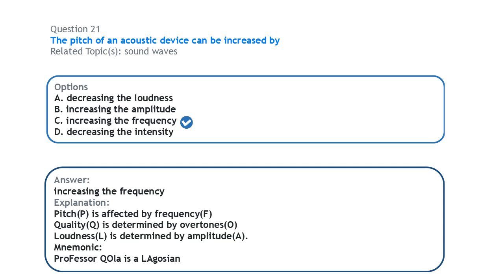Then in Collab, spelled Q-O-L-A, you have Q and O, meaning the quality is affected by what? The overtones. Then you have Lagosian, L-A. So meaning L for loudness, affected by A, amplitude.